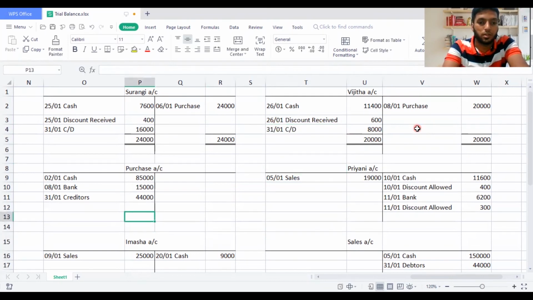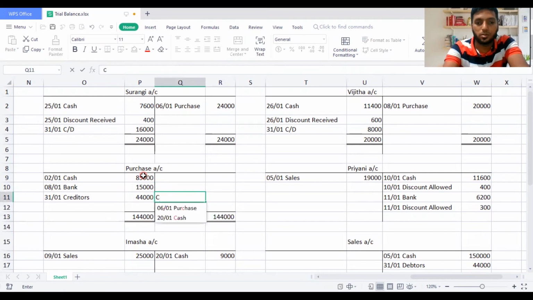That's straightforward. You can see the debit side is higher. So I'll take the debit side value. 85 plus 15 is 100 plus 144,000. Recording this, then 144,000. Carry it down 31st. First carry it down 144,000.